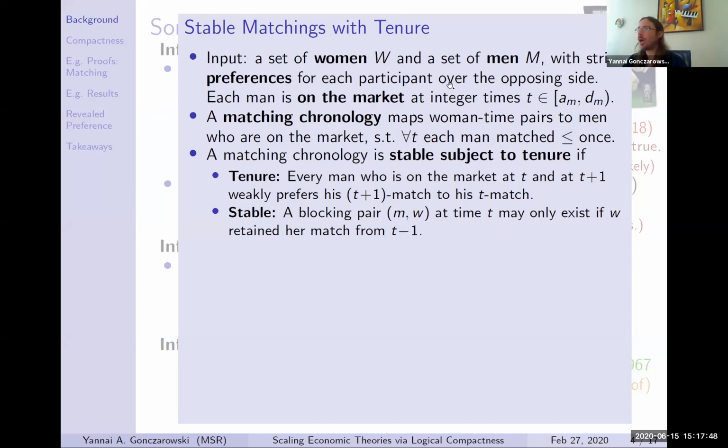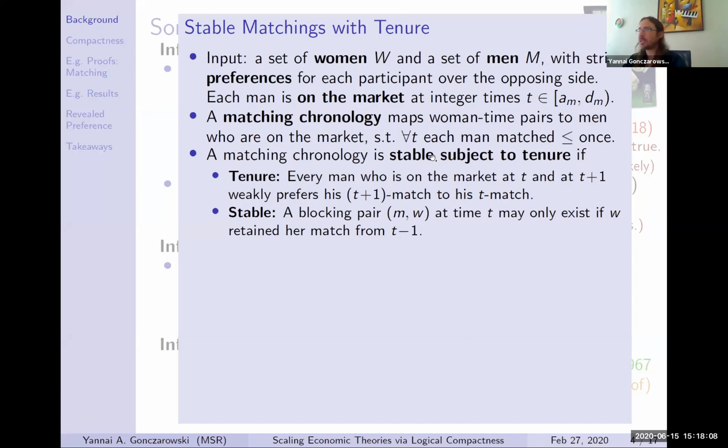And the matching chronology maps woman-time pairs to men who are on the market at that time. So each woman at a specific time can be matched to a man who is on the market at that time. And each man is matched at most once. And each woman-time pair is matched at most once.